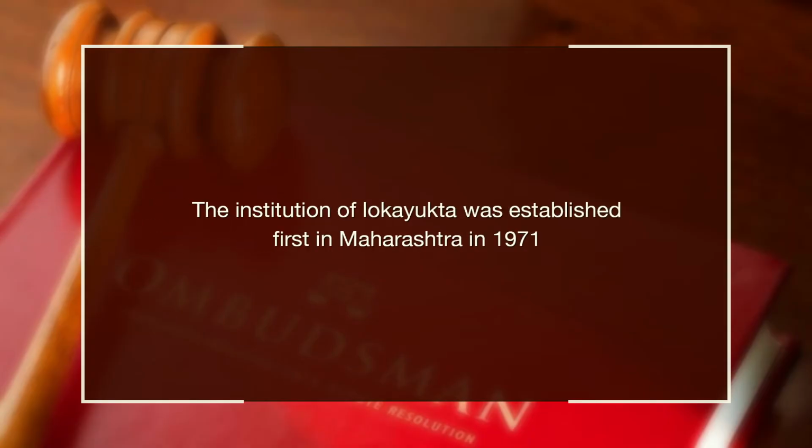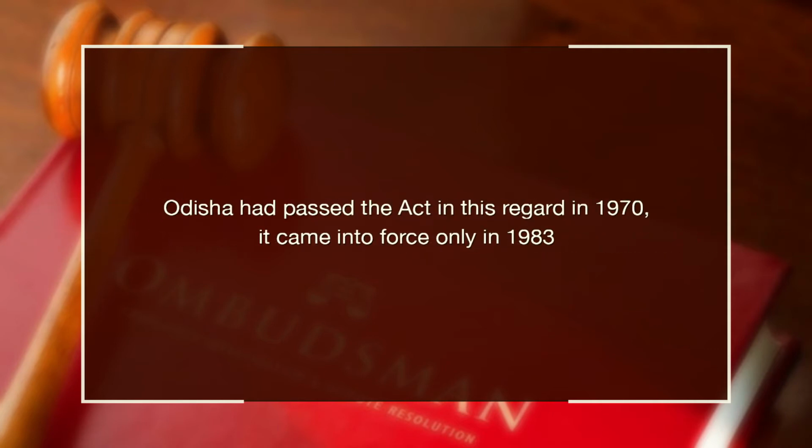While the central government was still debating the establishment of the institution of Lokpal, many states had already set up the institution of Lokayuktas. It must be noted that the institution of Lokayukta was established first in Maharashtra in 1971. Although Odisha had passed the act in this regard in 1970, it came into force only in 1983.